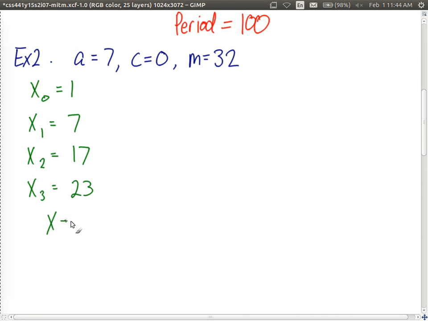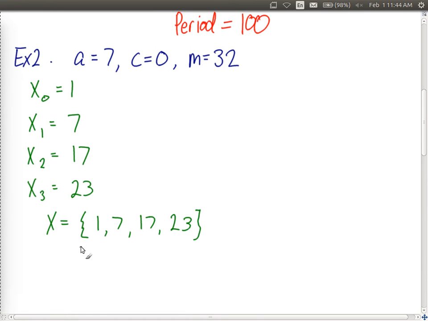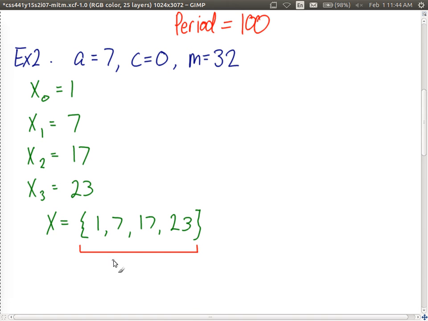So if we want to write the unique sequence, in this case, it's 1, 7, 17, 23. A period of 4. Those four numbers, do they appear random? Do you see any pattern in those four numbers? 6, 10, 6 is the difference between them, or 23 to 1, maybe not. Maybe not, depends on what you're looking for. It's hard to tell with just four numbers. We need a much longer sequence.